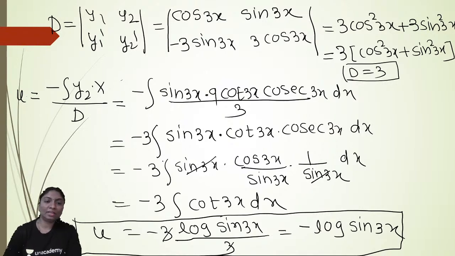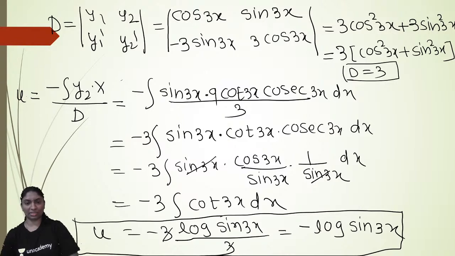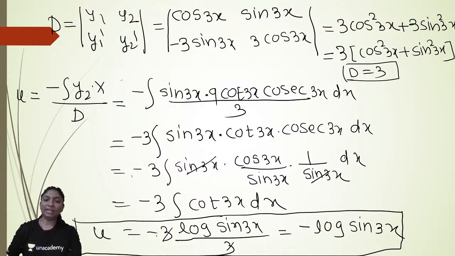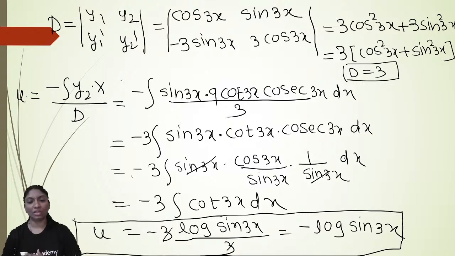So it is equal to minus 3 into integral of sin 3x into, now this sin 3x and cosec 3x, because cosec 3x is 1 upon sin 3x, or sin 3x we can write as 1 upon cosec 3x. So sin 3x gets cancelled out. You will get minus 3 into integral of cot 3x. What is the integration of cot x? Integration of cot x is log sin x. So here integration of cot u is log sin u upon the derivative of u. The derivative of 3x is 3. So log sin 3x upon 3. So 3 gets cancelled out. So here u is equal to minus log sin 3x.